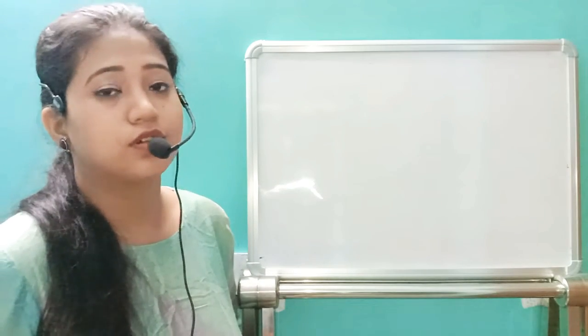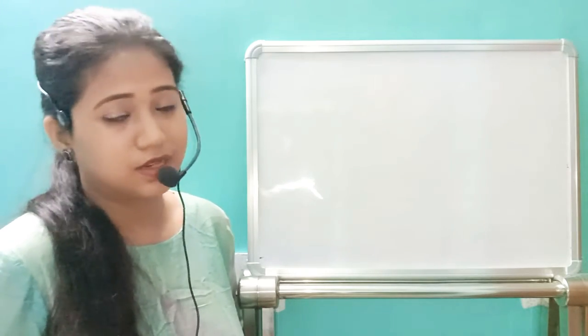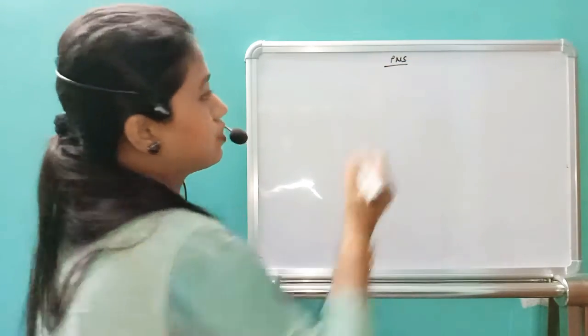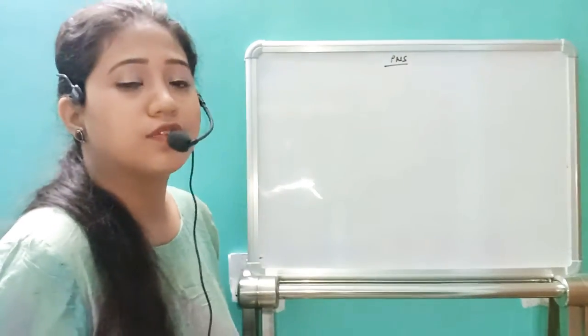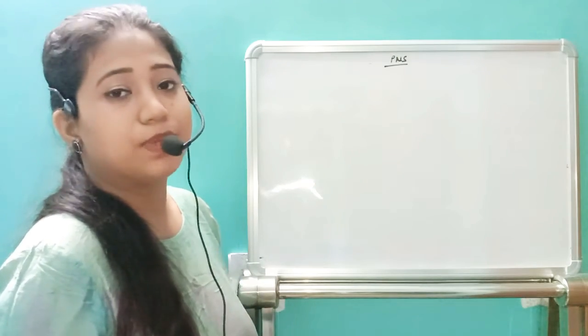Hello students, today we are going to start the next part of the nervous system. Already we have completed the CNS, central nervous system. After that, let's move to the PNS or peripheral nervous system. So what is the peripheral nervous system? I have already told you. Towards the periphery, what we have is the PNS.